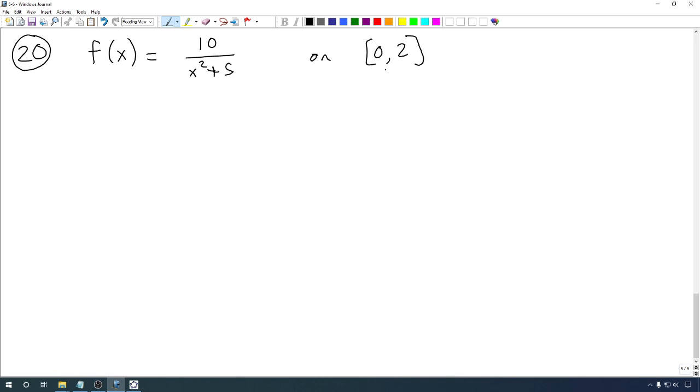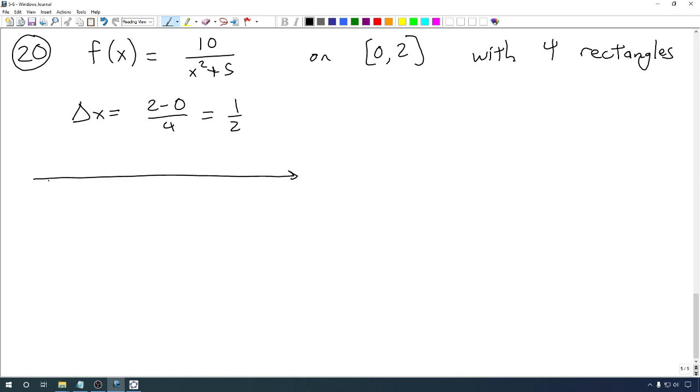We're going to integrate it over 0 to 2 with 4 rectangles. That's what they want in this case. That means our delta x is going to be 2 minus 0 over 4, just a 1/2. Go ahead and make a number line of our points. We're going from 0 to 2.